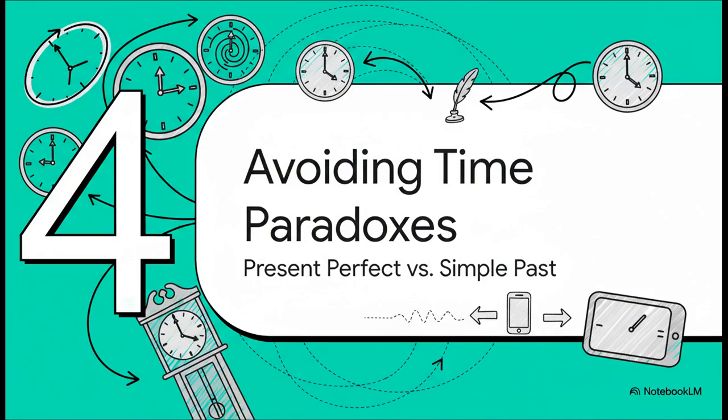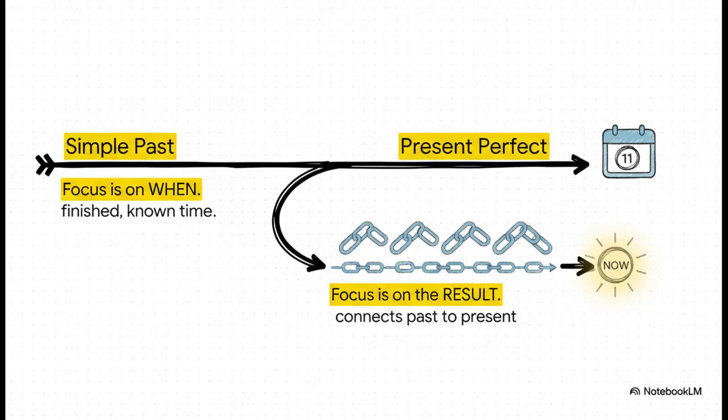All right, time for a really important mission. We have to avoid creating a time paradox. That's just a fun way of talking about a super common point of confusion, the difference between the present perfect and the simple past. They both talk about the past, but they are definitely not the same thing. So here's the golden rule, the one thing you really need to remember.